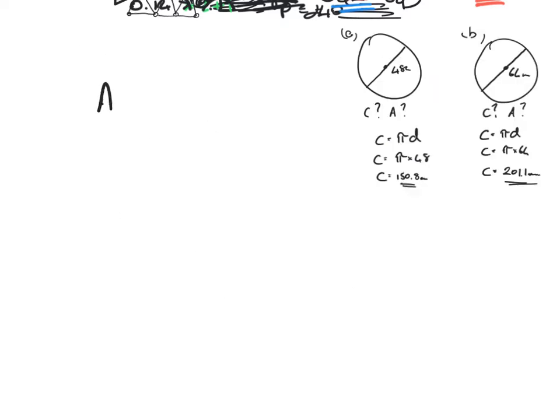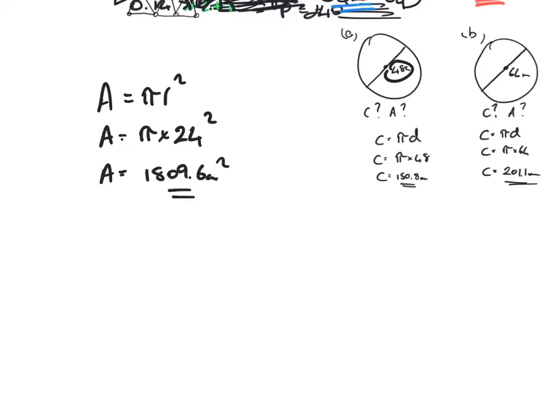Okay, we're now going to find the areas. The formula for the area is pi times r squared. So that's pi times the radius squared. Well, if the diameter here is 48, then half that to get the radius. So that's pi times 24 squared. Punch into the calculator. And that is 1,809.6 square centimetres.